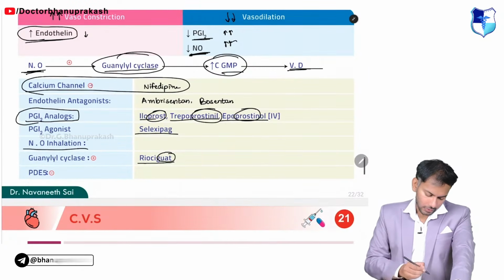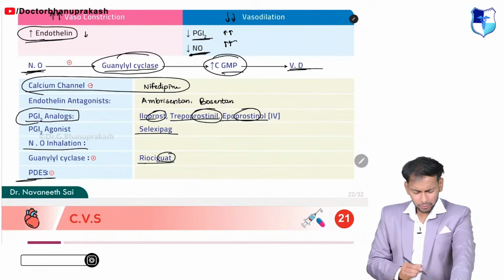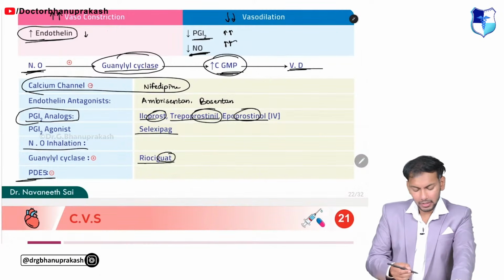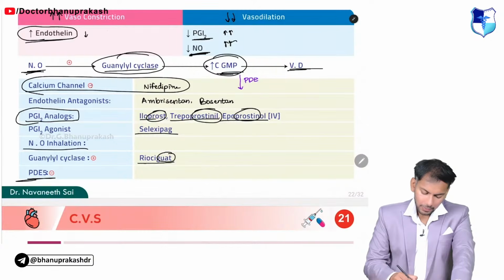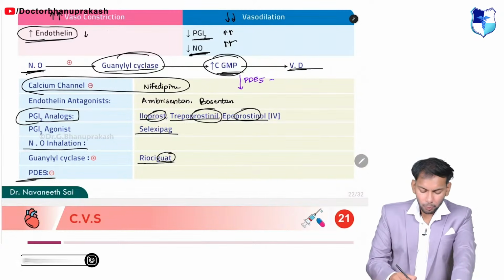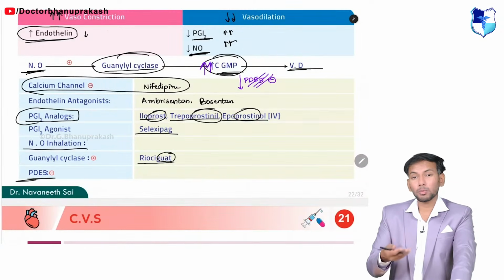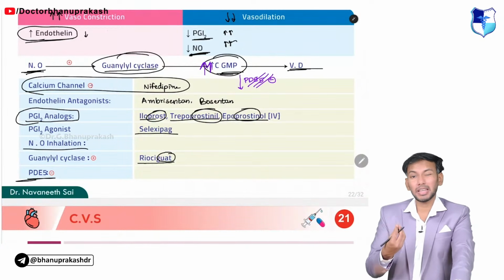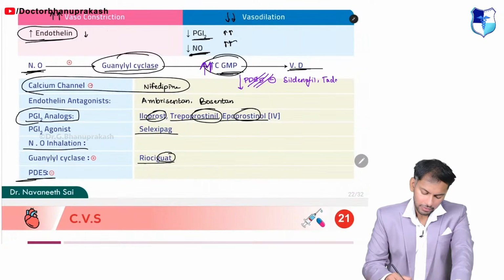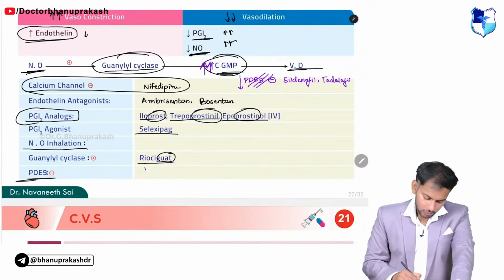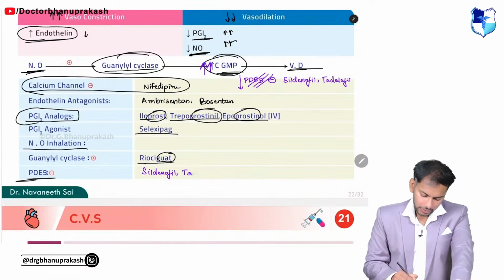Now coming to the PDE5 inhibitors. If you see carefully, cyclic GMP is metabolized by PDE5. So if you block this metabolism, cyclic GMP will increase. How can you block this metabolism? By giving a PDE5 inhibitor. This is what sildenafil and tadalafil are. So that's all. These are the classes of drugs that you use in pulmonary artery hypertension.